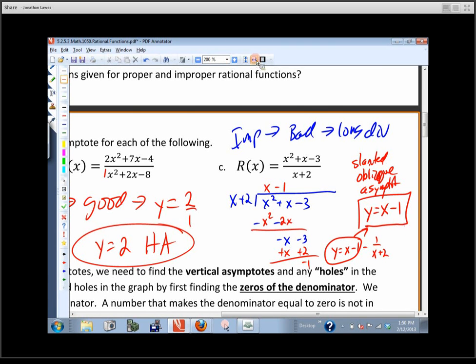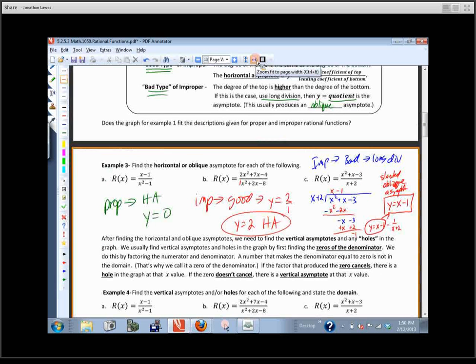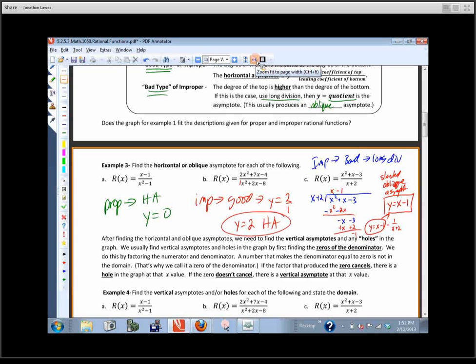Any questions there? Yeah. So we're finding the horizontal asymptote, but is the vertical asymptote going to stay the same? Yeah, we're going to do vertical asymptotes in just a second. That's what's coming up next.